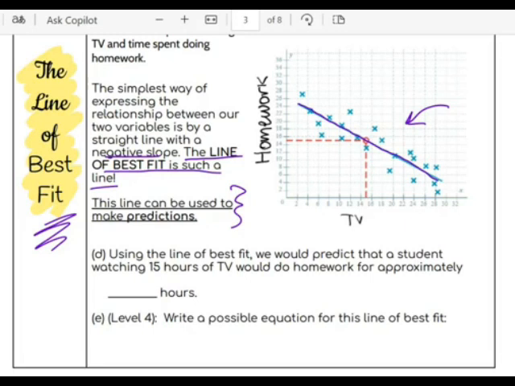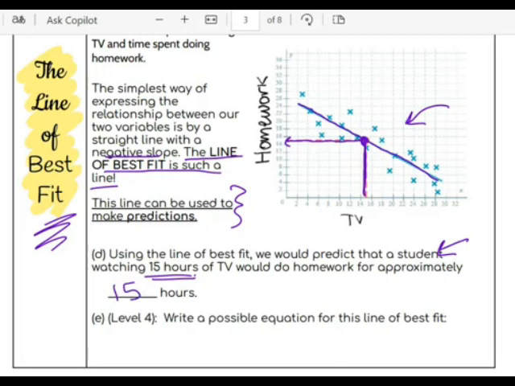So using the line of best fit, we would predict that a student watching 15 hours of TV would do homework for approximately how many hours? So I'm going to go over on the x-axis, because that's our TV time. I'm going to go over to 15, and that's what this red line is right here. And we find our mark on the line of best fit, take it over to the y-axis, and that would appear to be 15 hours of homework.